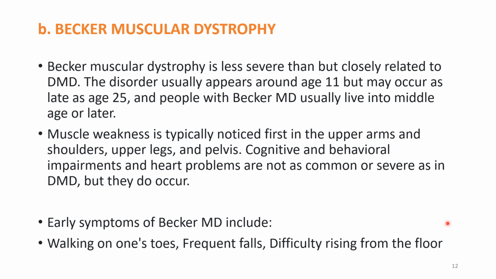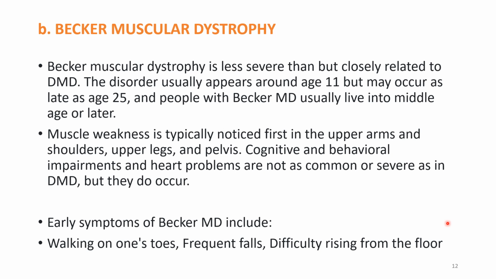We can see one sign, Gowers' sign. So, what is this sign? Gowers' sign is present with any condition that is associated with weakness of the pelvic girdle muscles or proximal muscles of the lower extremities. It is seen in Becker muscular dystrophy, limb girdle muscular dystrophy, spinal muscular atrophy, polymyositis, etc. So in this, what is there? He cannot get up from the sitting position. This is because of weakness of the pelvic girdle muscles or proximal muscles of the lower extremities.